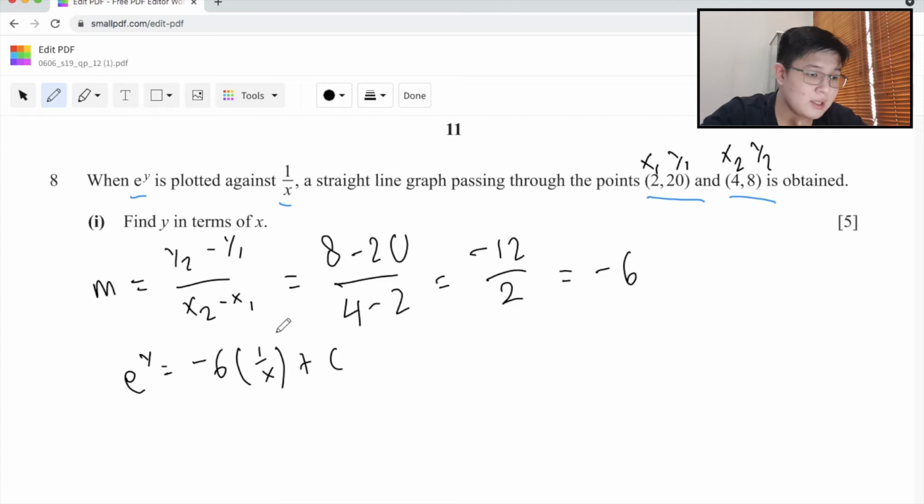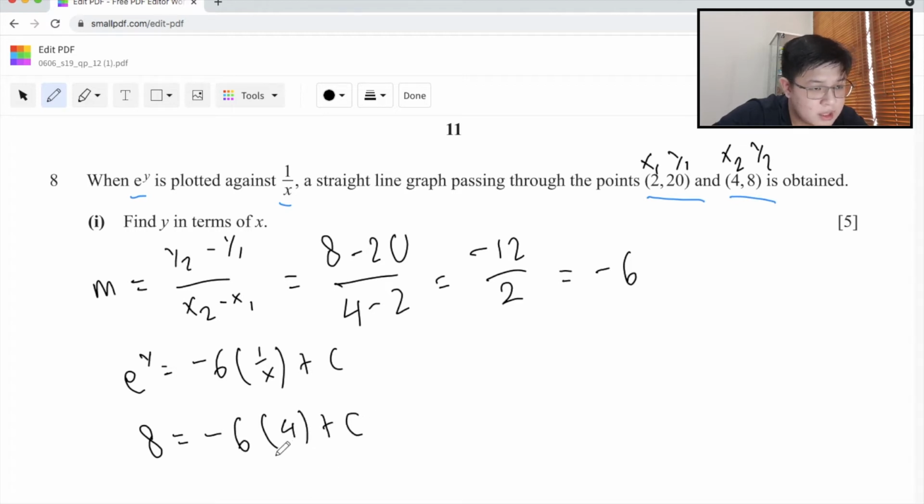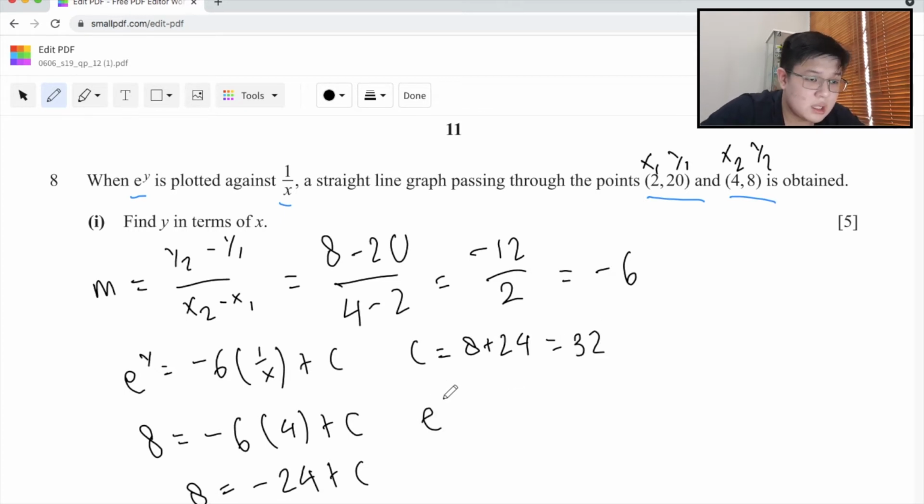Then next, we have to find the c now. So we can replace e^y and 1 over x with one of the points given, (2, 20) or (4, 8). So now I'm going to use (4, 8). So 8 is equals to minus 6 times 4 plus c. So it would be 8 equals to minus 24 plus c. So c could be expressed as 8 plus 24, which is 32. So we could write the equation that e^y is equals to minus 6 times 1 over x plus 32.